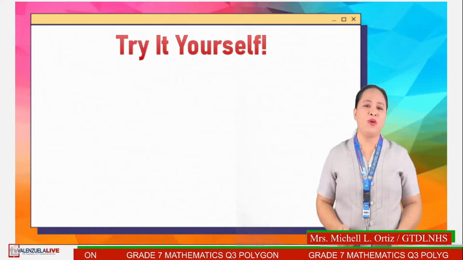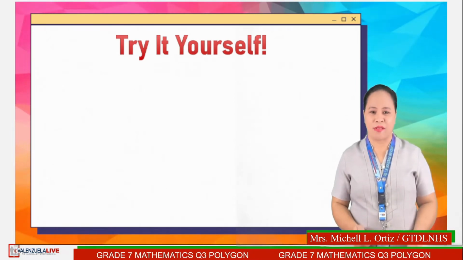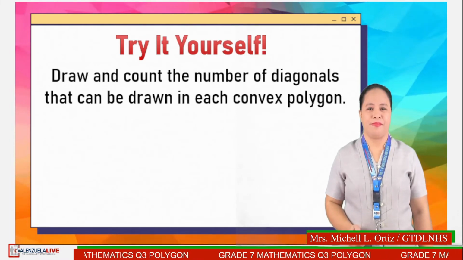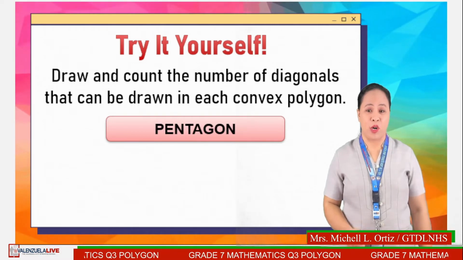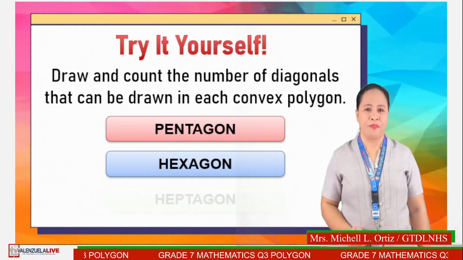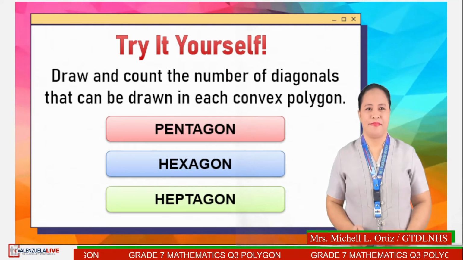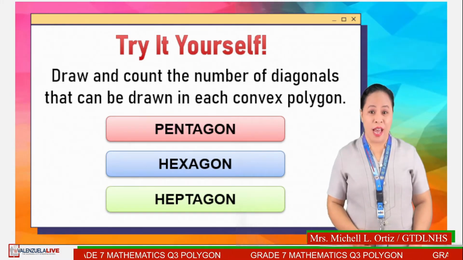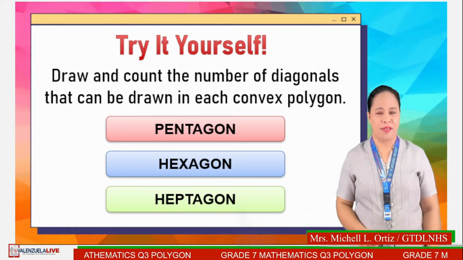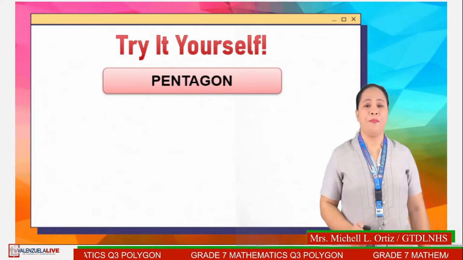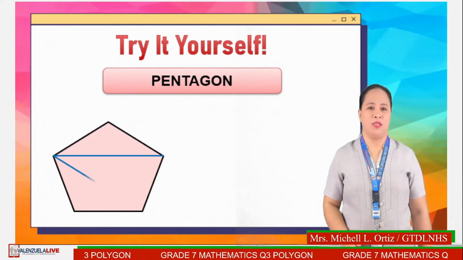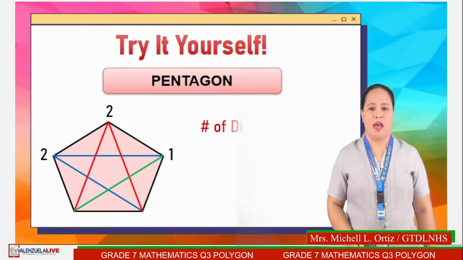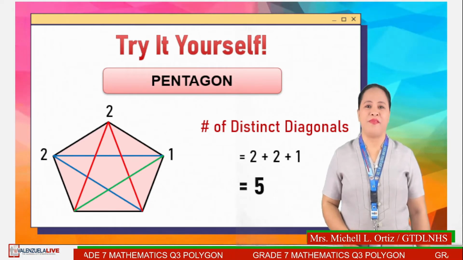Now, get your notebook and pen and try to draw and count the number of diagonals that can be drawn in each convex polygon: pentagon, hexagon, and heptagon. Were you able to count how many diagonals they have? In a pentagon, it has 2 plus 2 plus 1. A pentagon has a total of 5 diagonals.